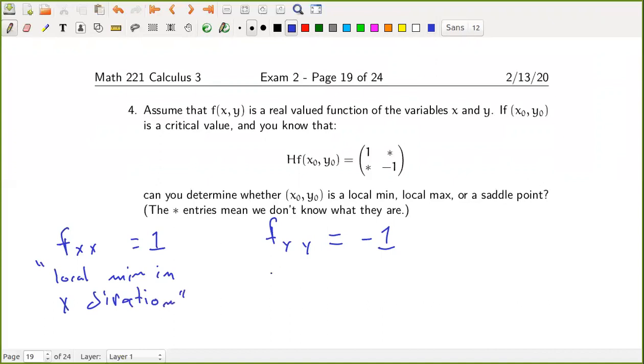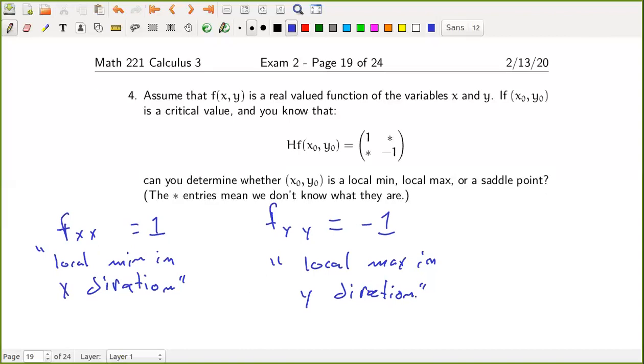On the other hand, this is negative, so it's like saying we have a local max in the y direction. So we have a local min in one direction and a local max in another direction. And so this tells us that it has to be a saddle point because, again, we have a local min in one direction, a local max in the other direction, and we're at a critical point.